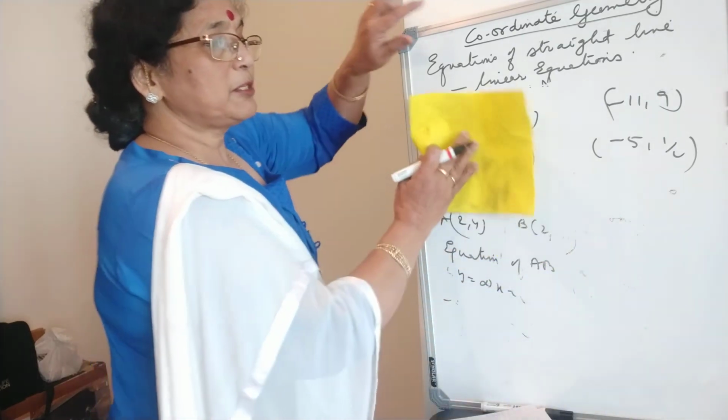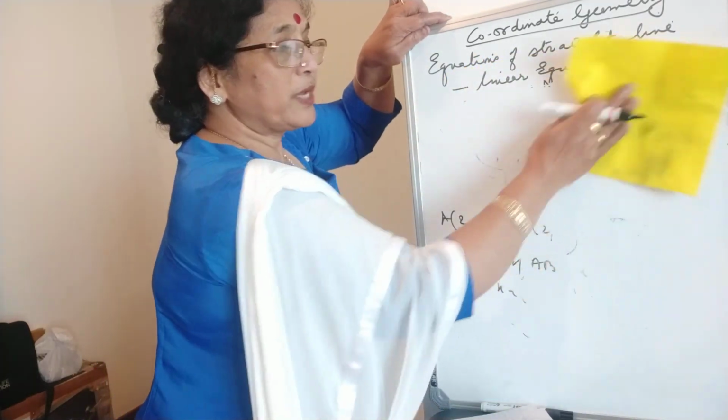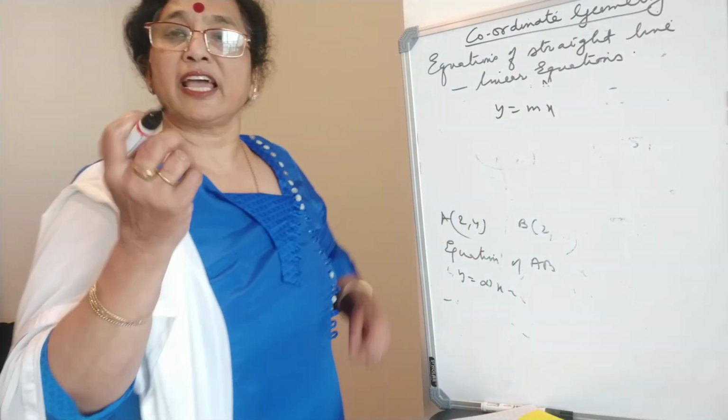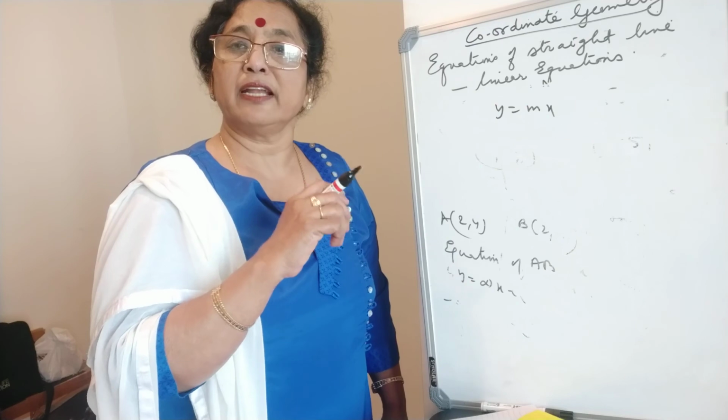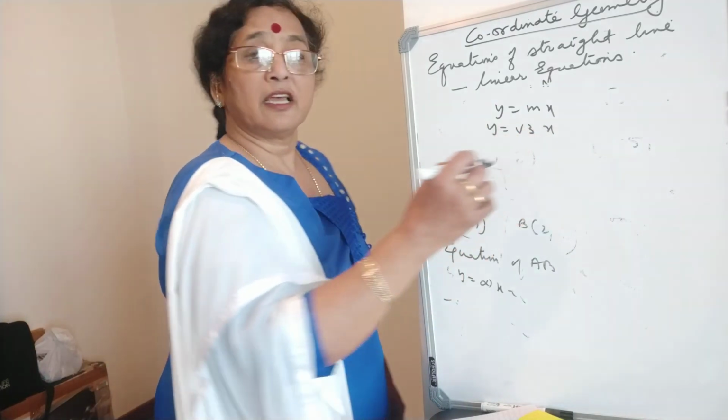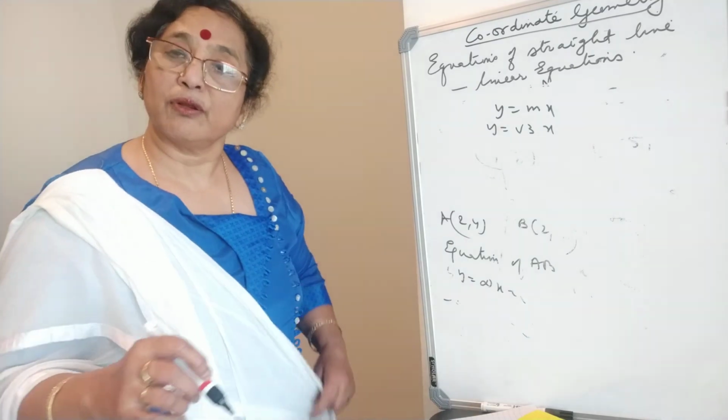So these are some special lines which we will be doing, and y equals mx. You just have to do this when it says the line is passing through the origin and inclination 60 degrees. So y equals root 3 x because tan 60 is root 3.